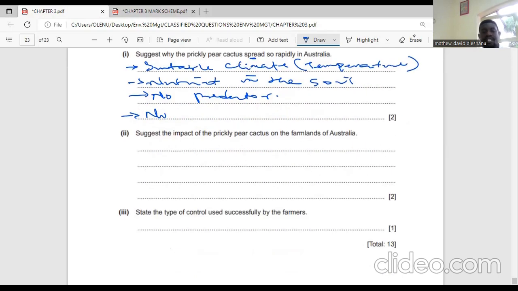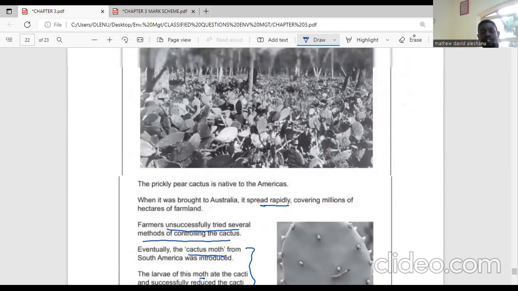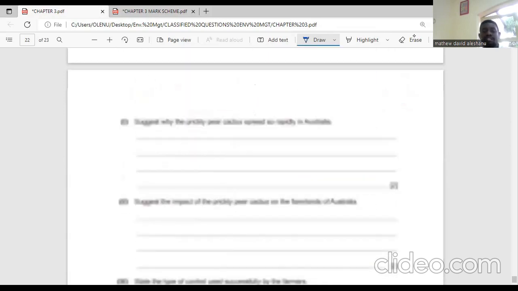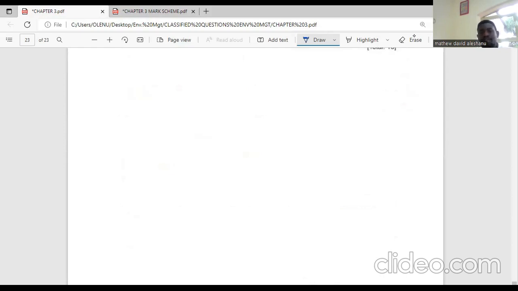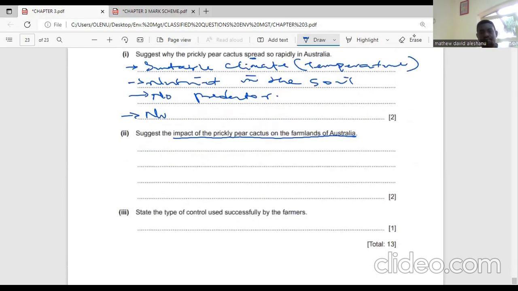Another question here is, suggest the impact of the prickly pear cactus on the farmlands in Australia. Since it grew rapidly and they could not control it, it covered millions of hectares of farmlands. So it is now more like a super weed. The problem is it will reduce the amount of farmland that is needed for food production. That's an impact. Since it is a weed, it will also compete with other plants for nutrients. We're just suggesting the major impact.